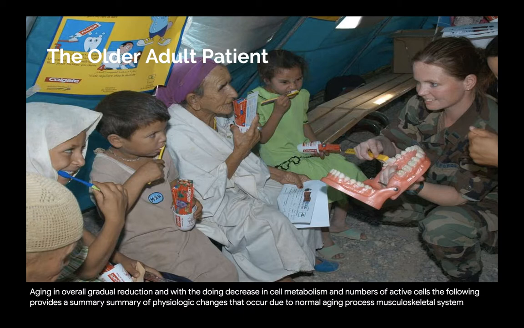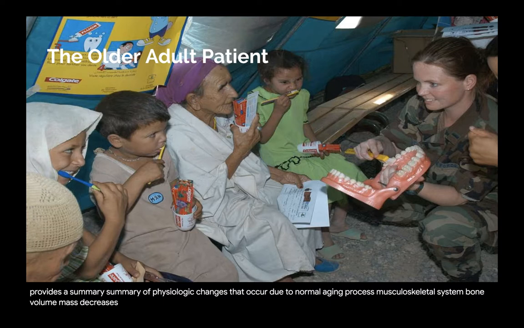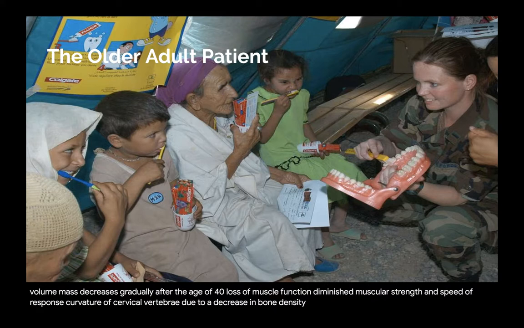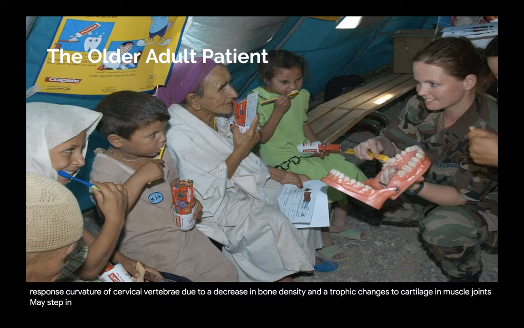Musculoskeletal system. Bone mass volume decreases gradually after the age of 40. Loss of muscle function, diminished muscular strength and speed of response, curvature of cervical vertebrae due to a decrease in bone density, and atrophic changes to cartilage and muscle. Joints may stiffen because of loss of elasticity in the ligaments.